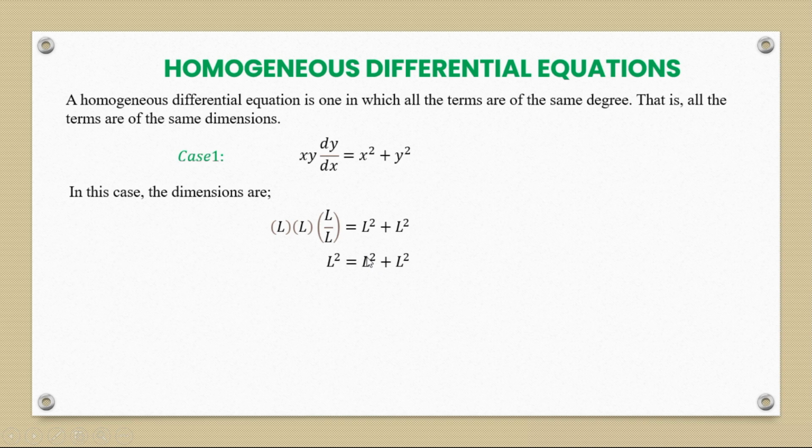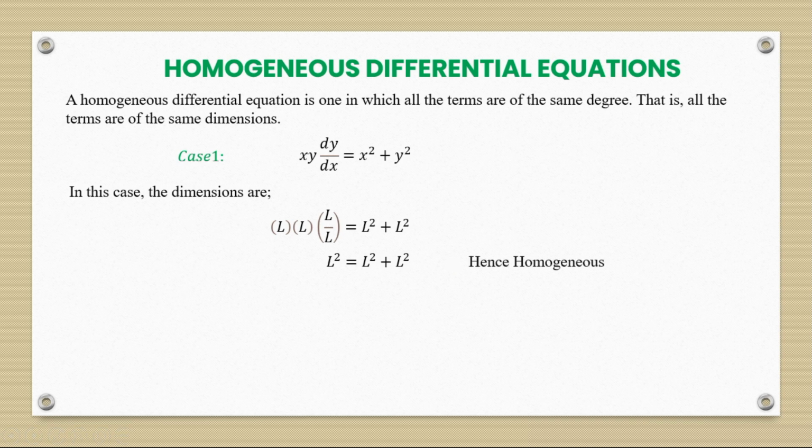We're not looking at the fact that you can sum these two and get 2L squared. No, we're just looking at the L's themselves, because here it's L squared, and the values on the right hand side are also L squared, each one individually. This actually means that the dimensions are equal. So if you have such a case, this is a homogeneous differential equation.